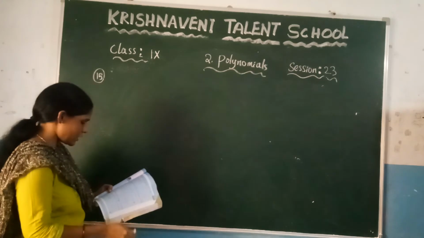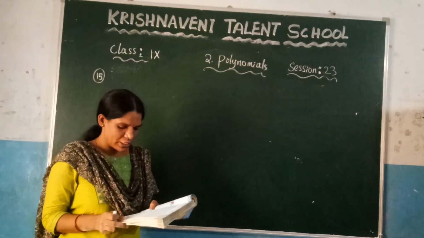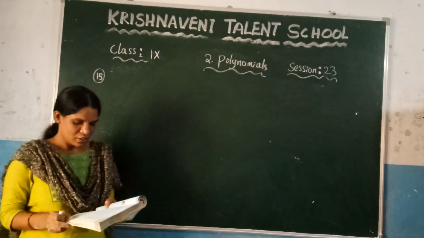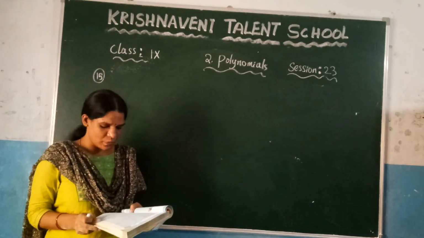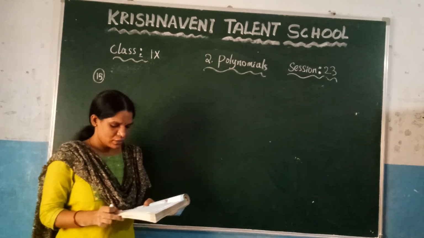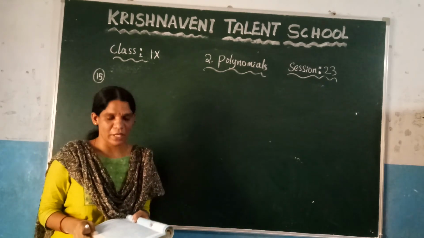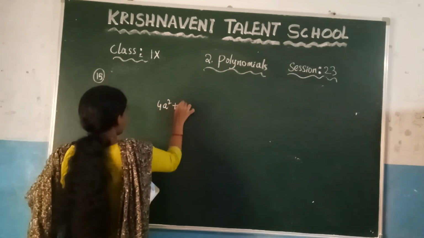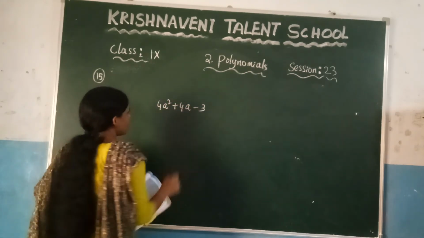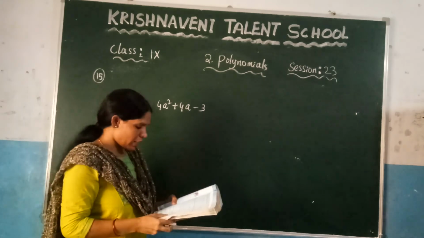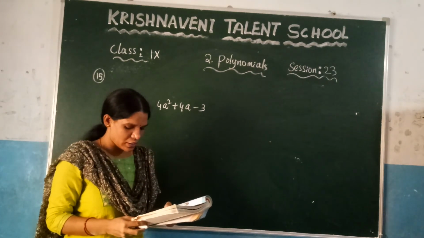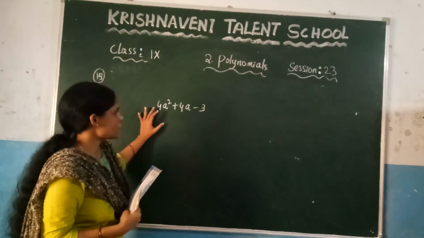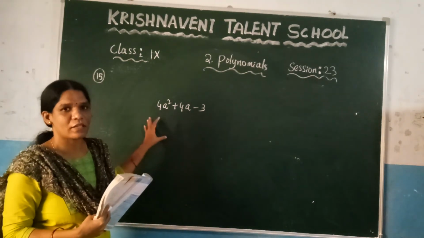Here the 15th question they have given: give possible expressions for the length and the breadth of the rectangle whose area is given. So in this problem, first you need to find 4a² + 4a − 3. That means the question given here is 4a² + 4a − 3. What they are asking here is to give possible expressions for the length and the breadth of the rectangle. That means, based on this expression, you need to write what the length is and what the breadth is.